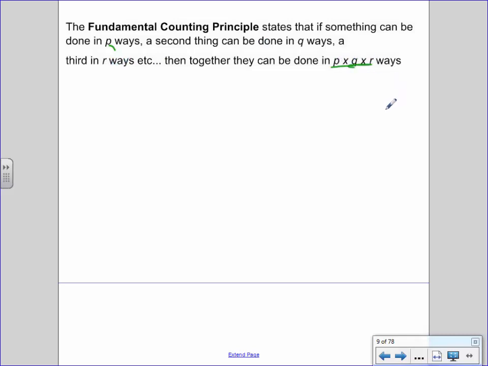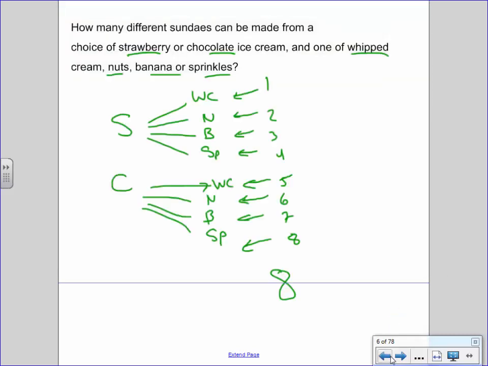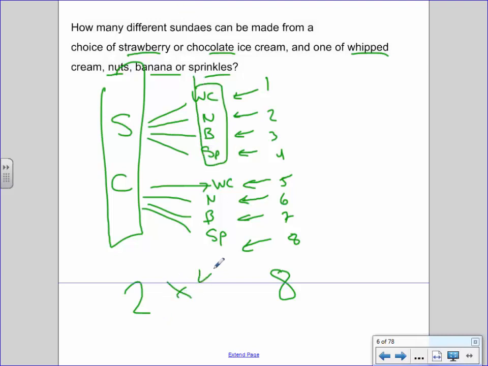I'd like to go back to the previous slide and show you on the chocolate ice cream one how to get 8 a lot faster. There were, in this column right here, 2 ways to pick your ice cream. And in this column right here, there were 4 ways to choose your toppings. 2 times 4 is 8. Hey, are you looking for me, or did that make sense?